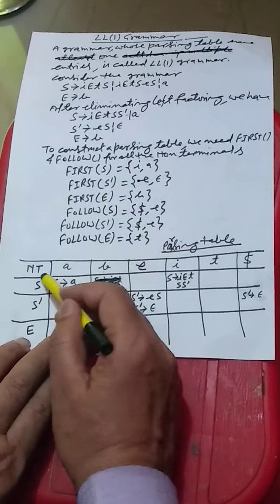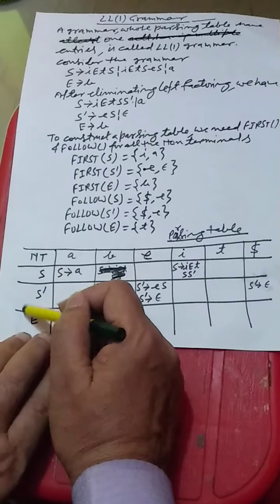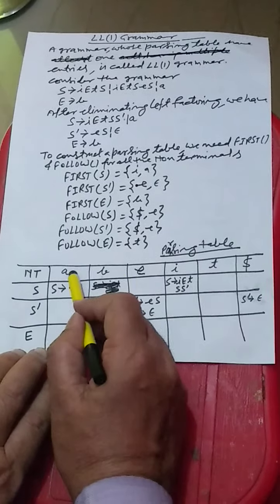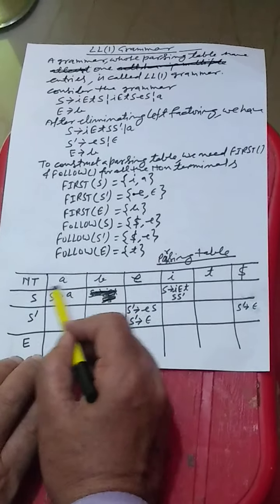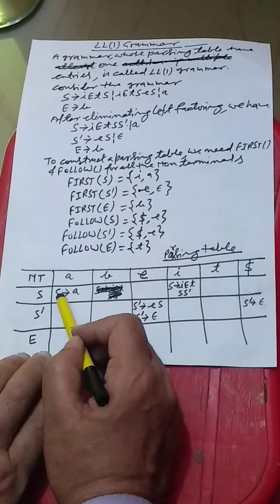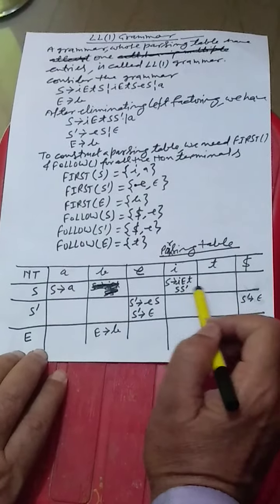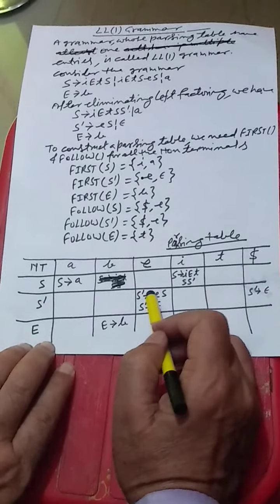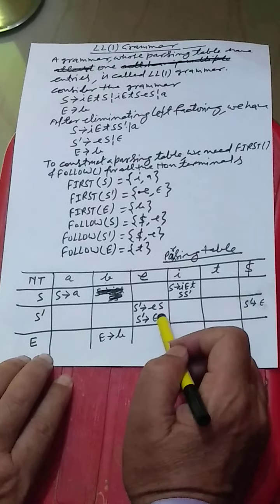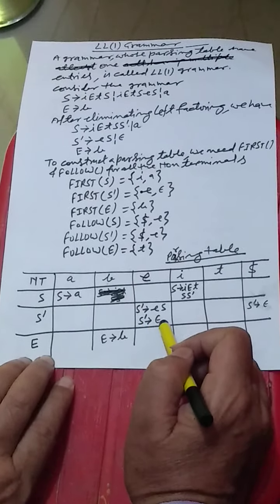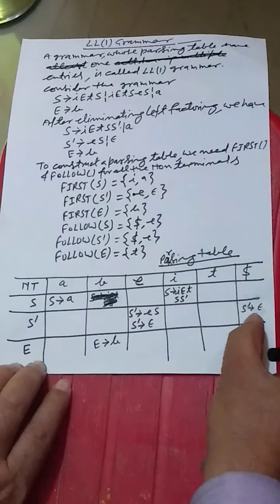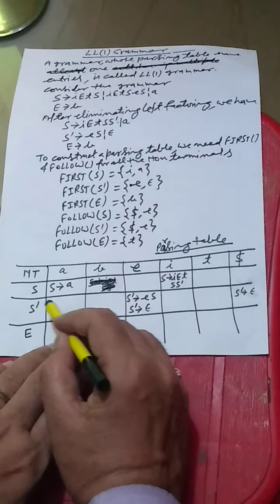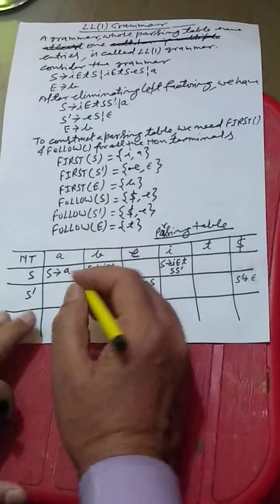Parsing table is a two-dimensional array. In the rows the non-terminals are mentioned, and the columns will be mentioned by the terminal symbols. So this cell will contain the production rule S produces A, and this cell will contain S produces IETSS dash, and this cell will contain S dash produces ES, and S dash produces epsilon. This cell contains S dash produces epsilon. This cell contains E produces B. The blank entries here are all errors.